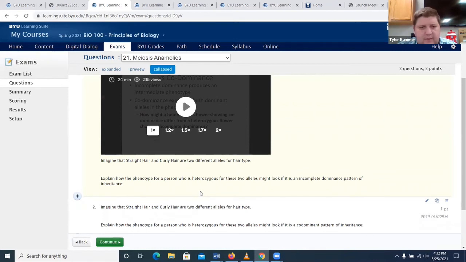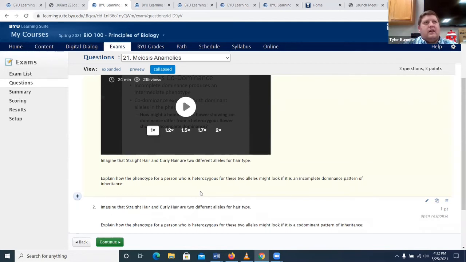So unless there's questions, I think we'll move on with recombinant frequency, using that to map genes on a chromosome. Remember that the further apart they are, the more frequently recombination occurs.